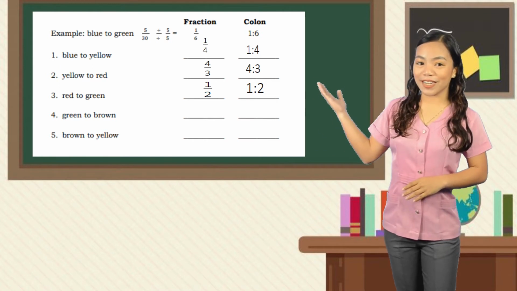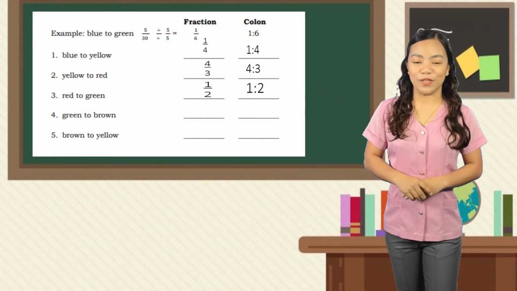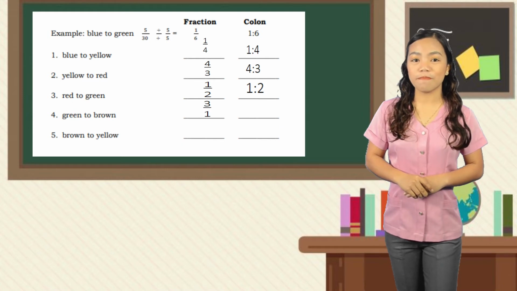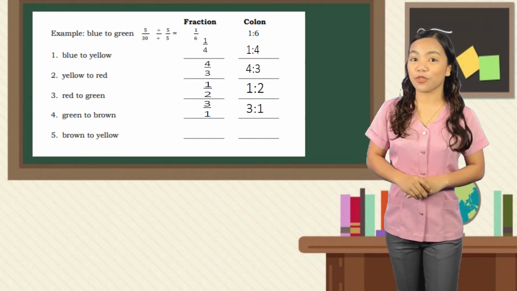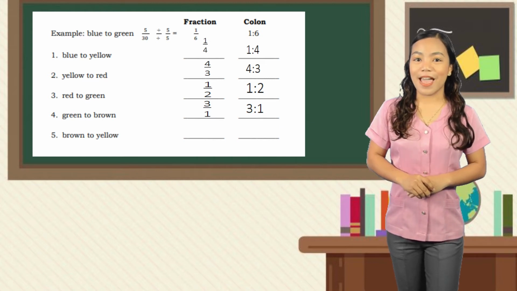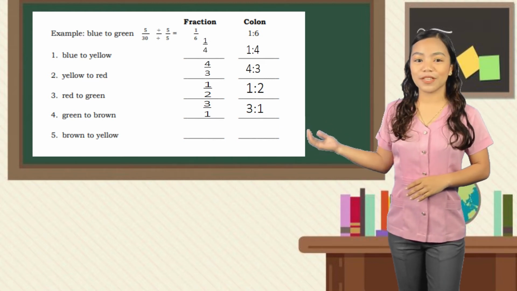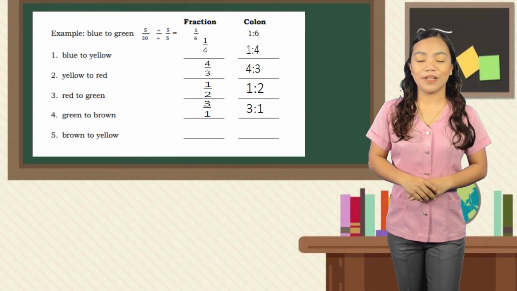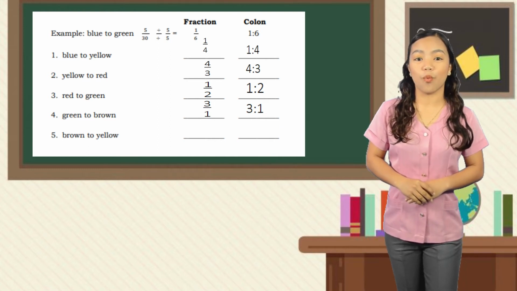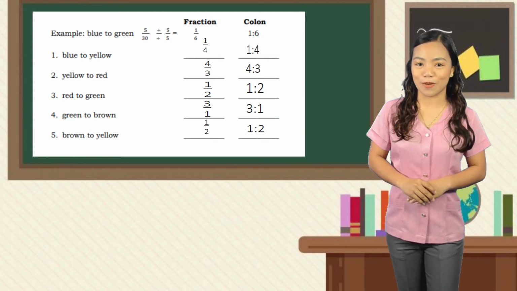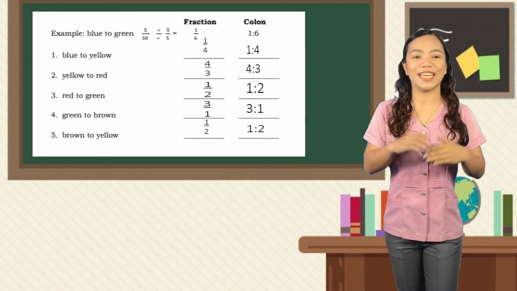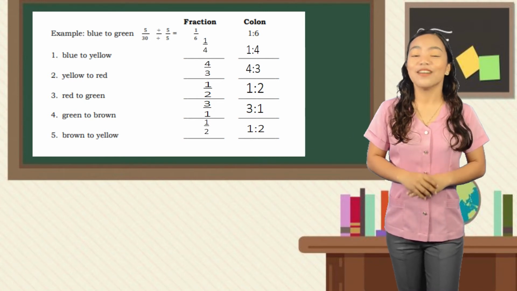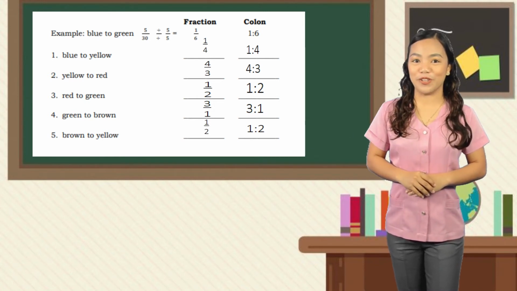Number 4, green to brown. The fraction form is 3/1 and the colon form is 3:1. And for number 5, brown to yellow. The fraction form is 1/2 and the colon form is 1:2. What a great job, kids! That is a sign that you are now ready for a new lesson.